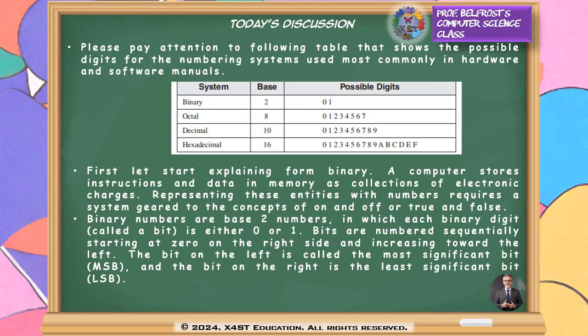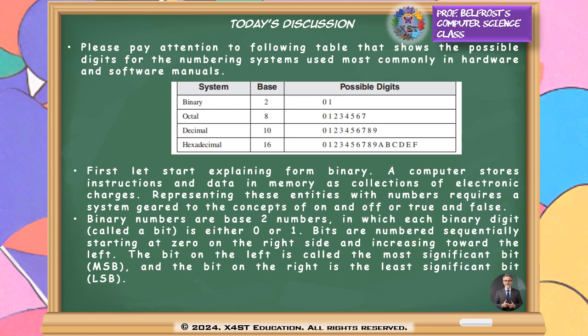Great. So please pay attention to the following table that shows the possible digits for the number systems used most commonly in hardware and software manuals. Binary is a base 2 system, so there are only two possible digits, 0 and 1. For octal, there's 8, so 0 to 7. For decimal, there's 10, 0 to 9. And for hexadecimal, it's 16. We've covered it before, 0 to F.